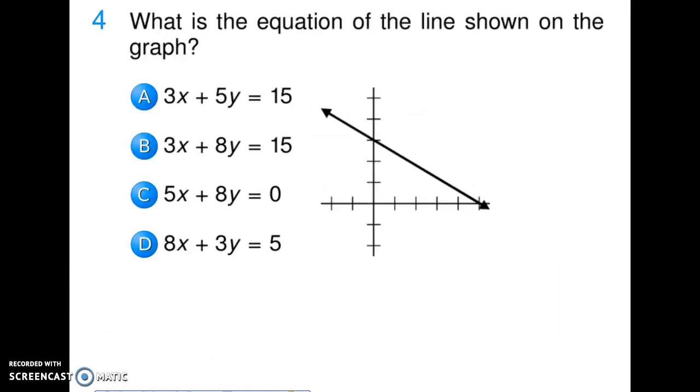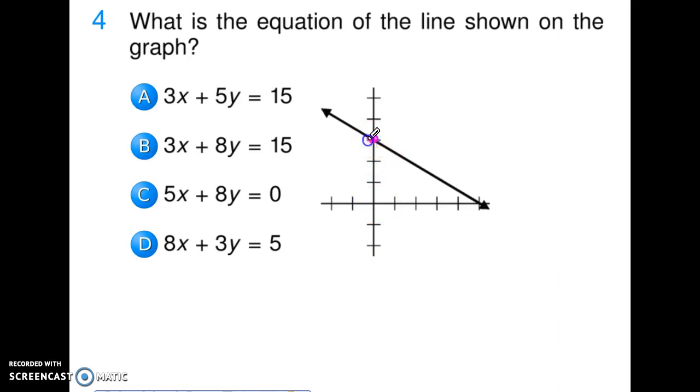All right, Thursday's problem for the week. What is the equation of the line shown on the graph? Well, I see the graph and I see 4 choices. When I look at the 4 choices, the first thing I notice is that these are all in standard form. These are not in slope-intercept form. Slope-intercept form is the form that we like to work with the most. So let's see what we can do with a problem like this.